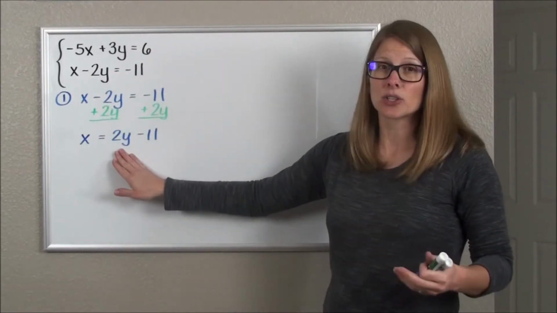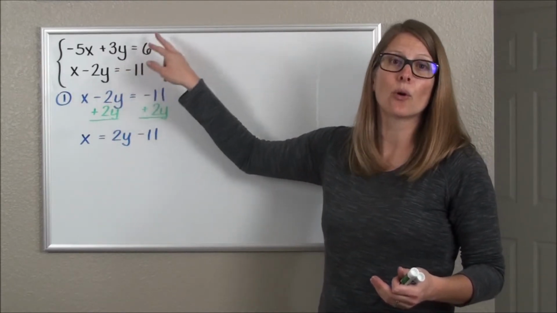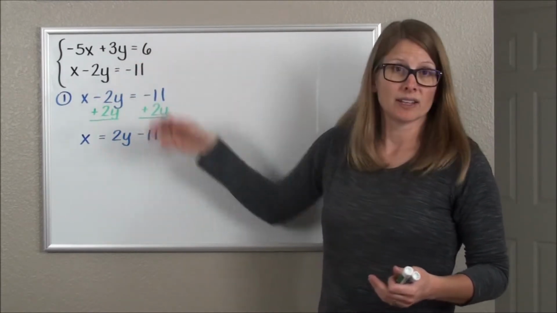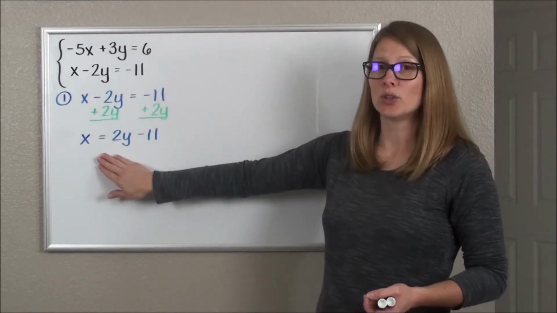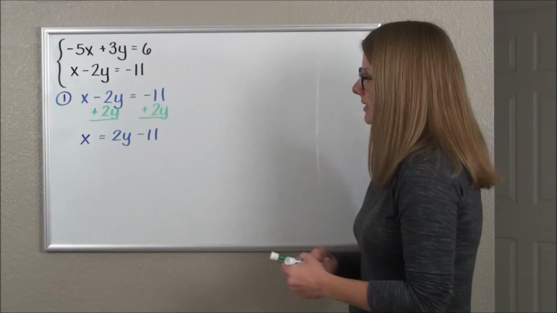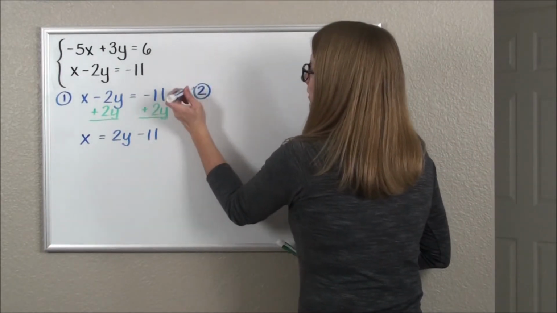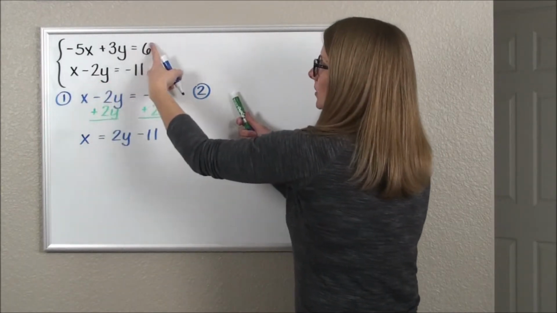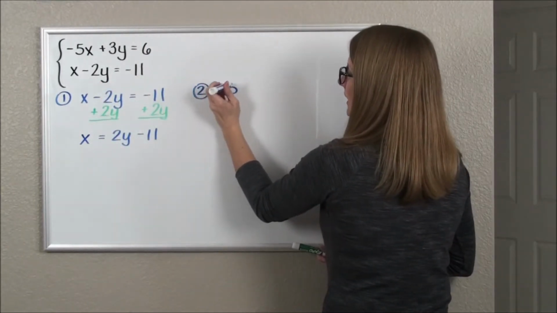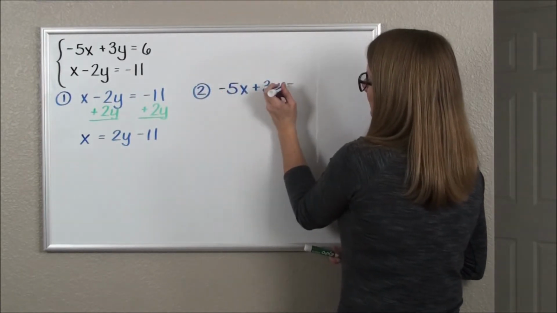And there are other choices we could make, but I'll tell you right now, if you tried any other equation or any other letter, you would wind up with fractions. So if you can avoid the fractions and be wise in who you choose, I would recommend that. So now for the second step, we're going to use the other equation. Since this was the bottom equation, step 2 will take the top equation, -5x plus 3y equals 6.